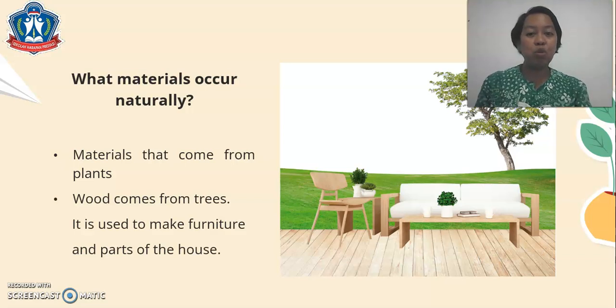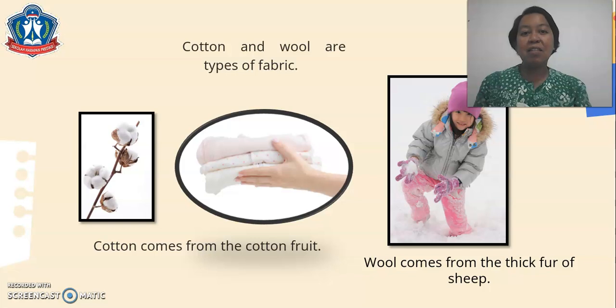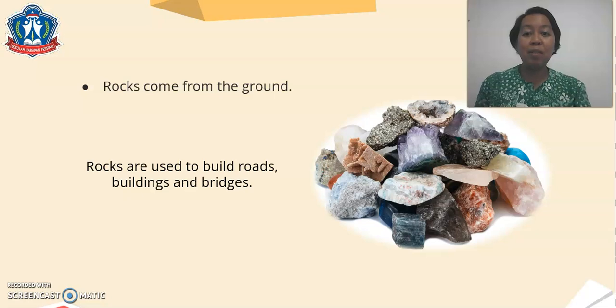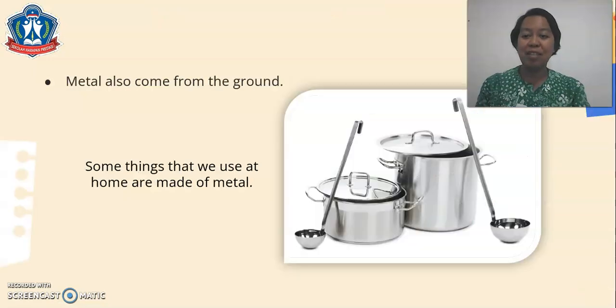Wood comes from trees. It is used to make furniture and parts of the house. Cotton and wool are types of fabric. Cotton comes from the cotton fruit, while wool comes from the thick fur of sheep. Rocks come from the ground. Rocks are used to build roads, buildings, and bridges.